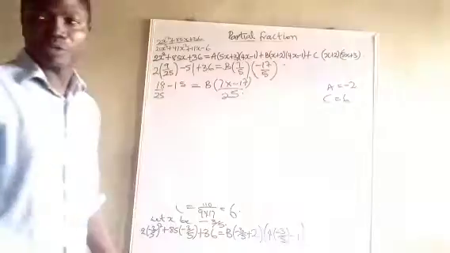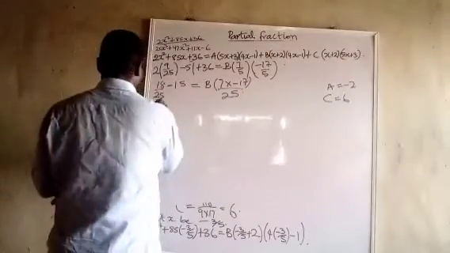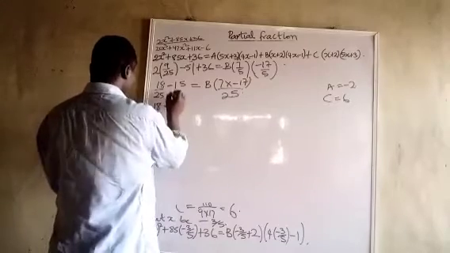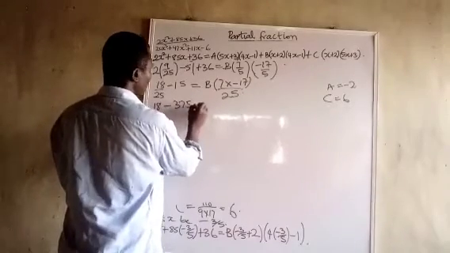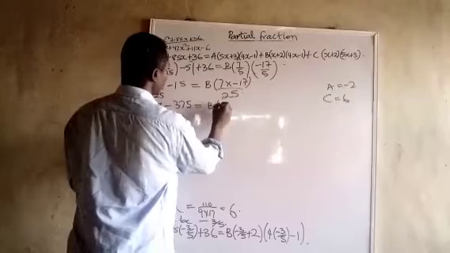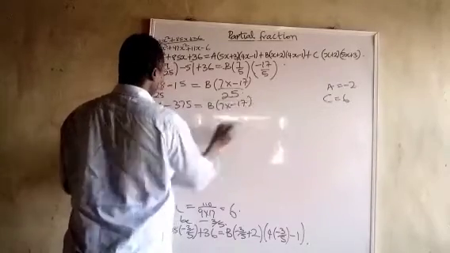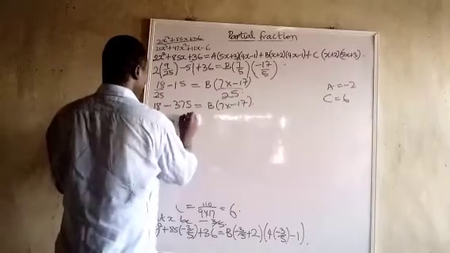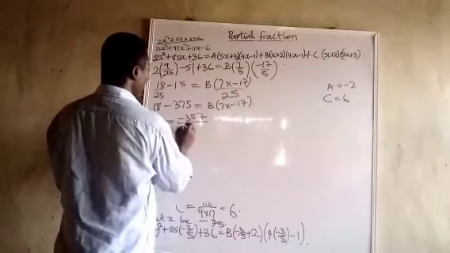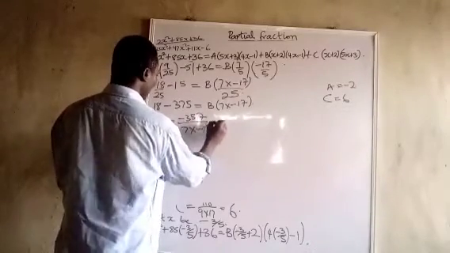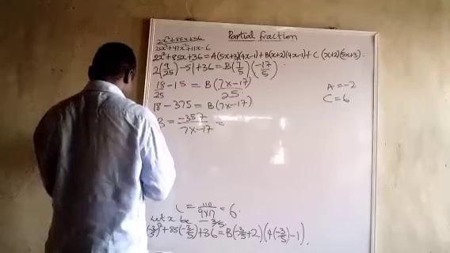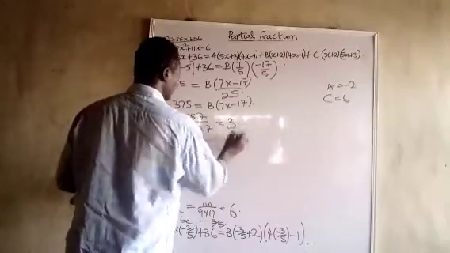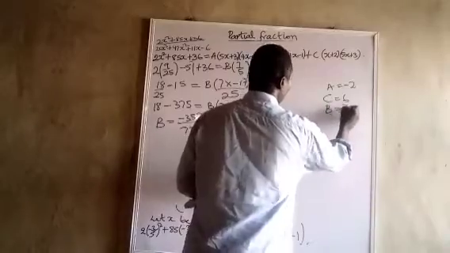So let's multiply through by 25. I'm going to have 18 minus 375 is equal to b into 7 times minus 17. So b will be equal to minus 357 over 7 times minus 17. And that gives me 3. So b is equal to 3.